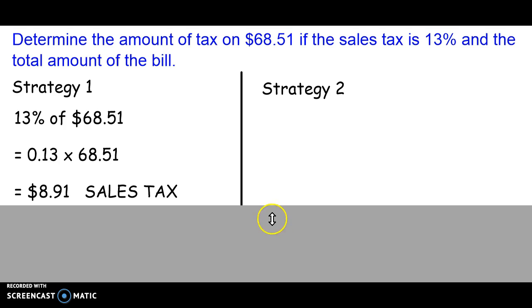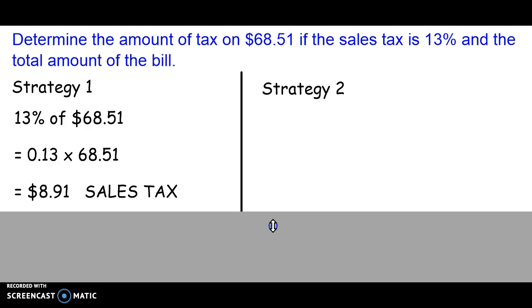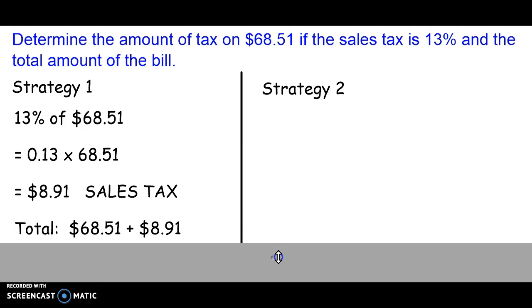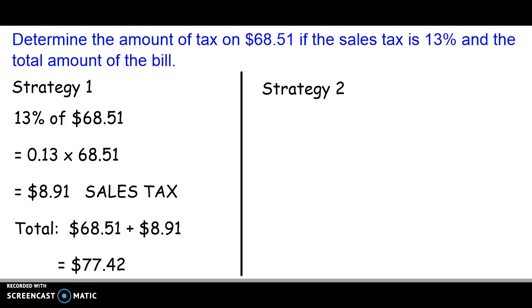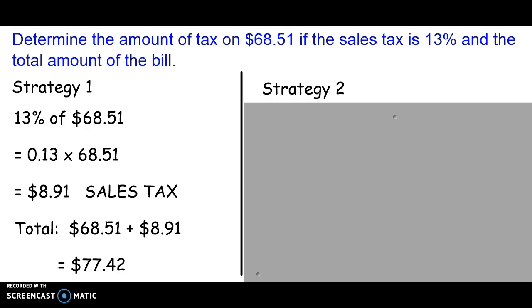$68.51. To arrive at the total of the bill, we're going to take our sales tax and add it on to the original amount, $68.51. So our total will be $77.42.